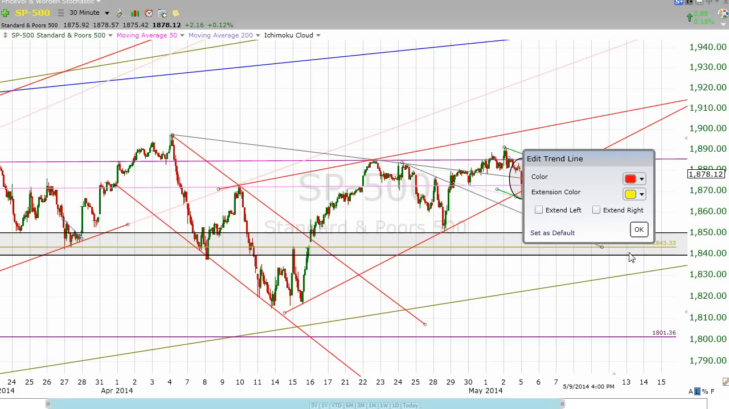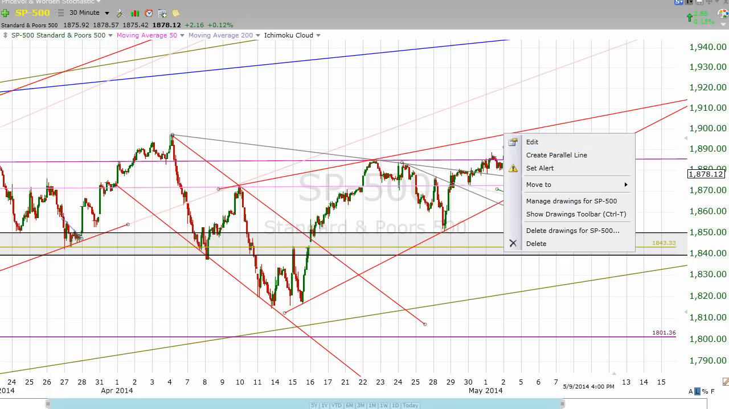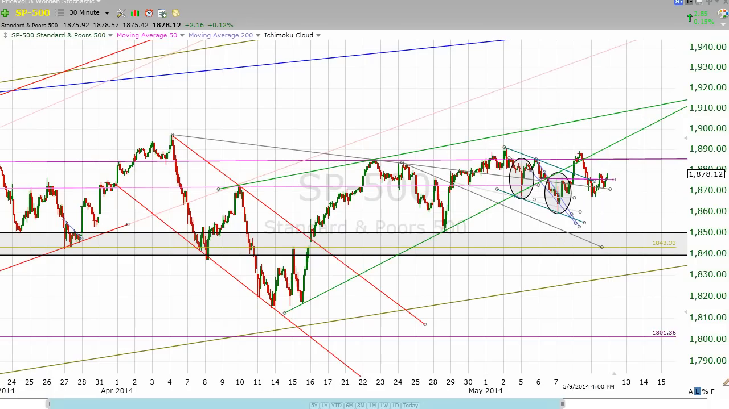I'm going to make both of those red. Tell you what, I'm going to make them both green. Part of what looks strange is the fact that we get 1, 1, 1, 1, and then we don't get another touch on this top line. And that just looks a little odd.